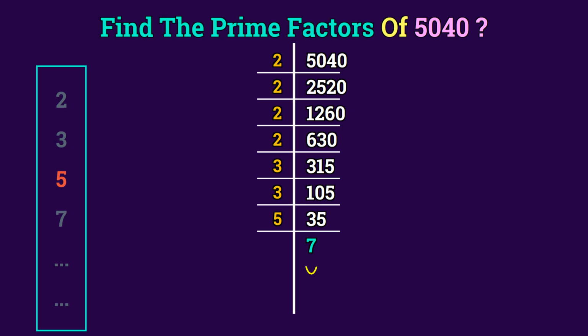Dividing 7 by 7, which equals 1. So 7 divided by 7 equals 1. And we are done.